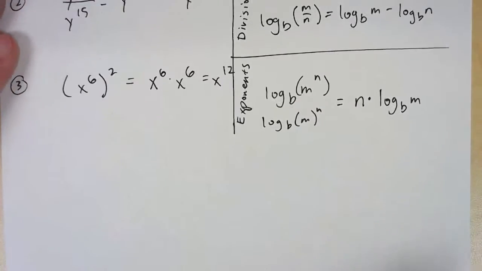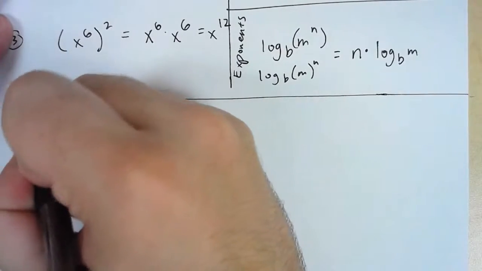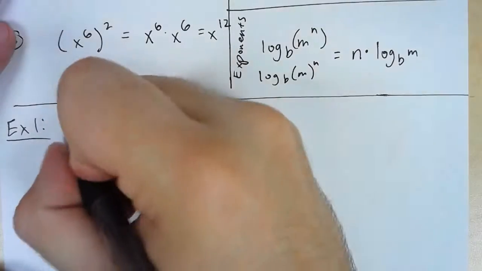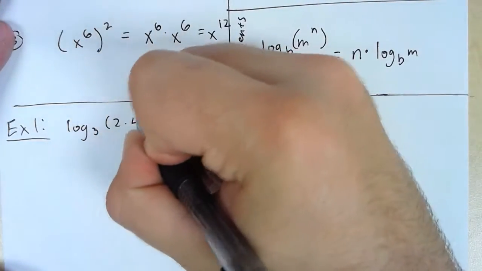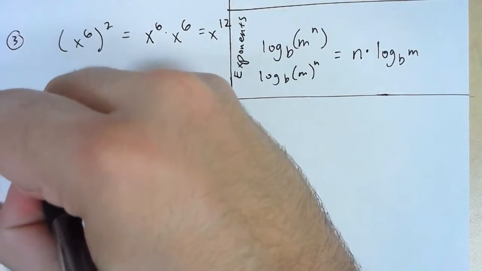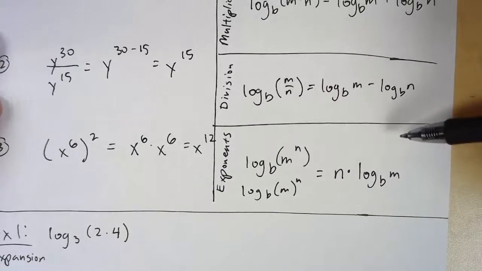Okay, so let's get some examples in here. And keep this sheet handy. Okay, example 1 is going to have log base 3 of 2 times 4. Our first examples are going to be what's called expansion, where we have the thing on the left side of the equal sign, and we need to get to the thing on the right side.